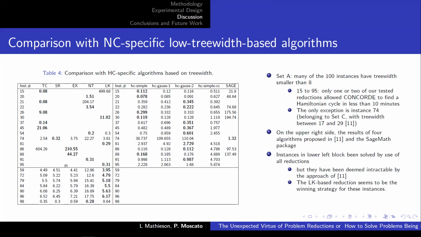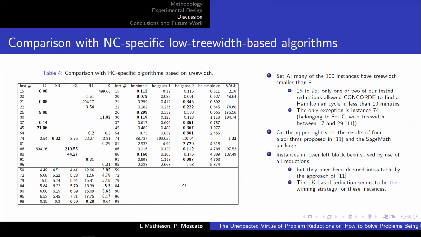And here are the results of our previous table. And you see that it's full of blanks. So some instances have not been solved. And algorithms specific for low tree width may help. But we also have seen this phenomenon: we are able to solve some of these instances, and these algorithms have not been able.